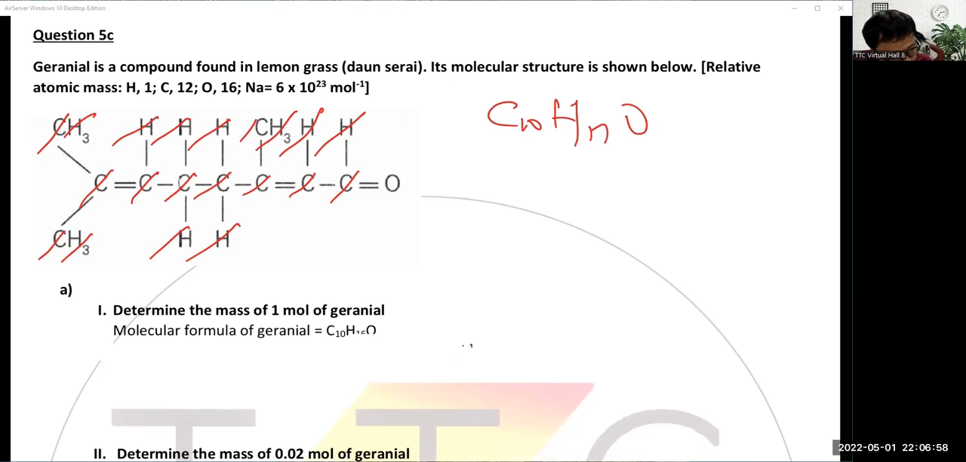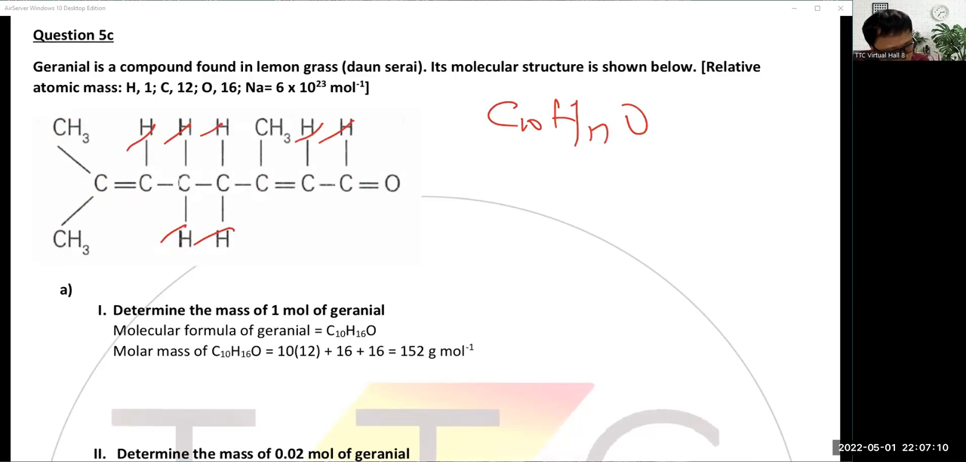16. Let me check again one more time. Check the hydrogen first. 3, 3, 6, 7, 8, 9, 10, 11, 12, 13, 16 here. So after that, 10 times 12 plus 16 plus 1 oxygen is 16 also. So you get this one.